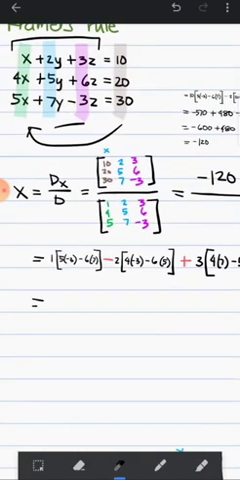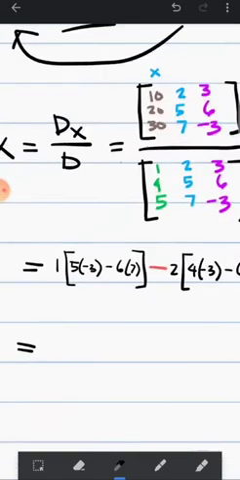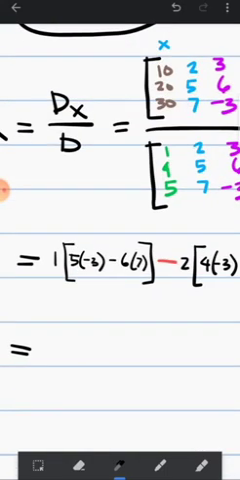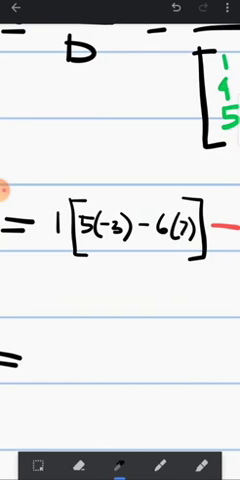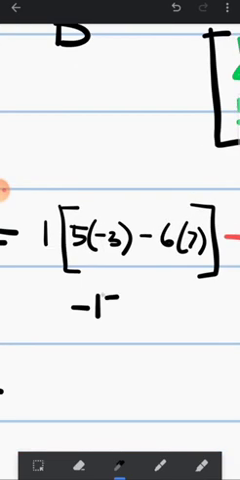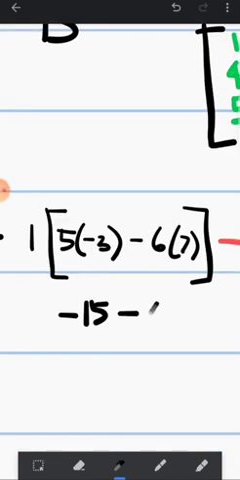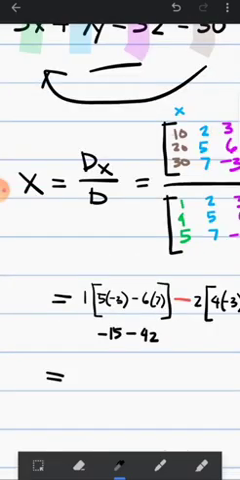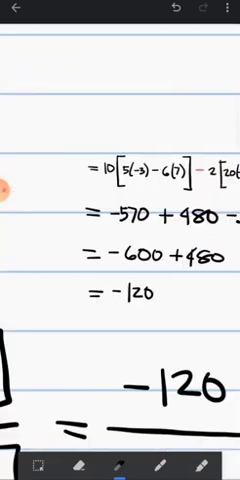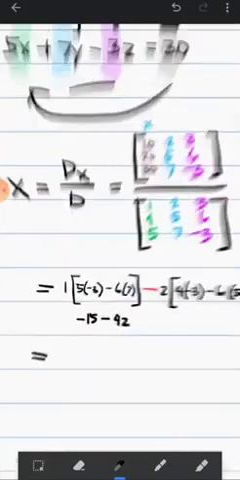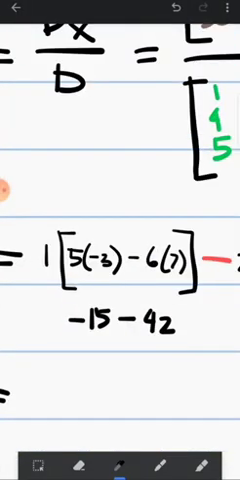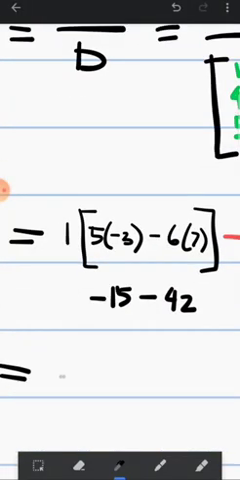So let's simplify again. That would be 5 times negative 3, negative 15, minus 6 times 7 is 42. So we have here... oh no, that's not the answer. This should be 57. So negative 57 for that term.